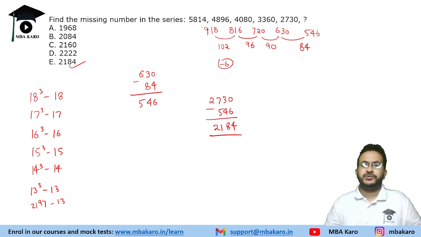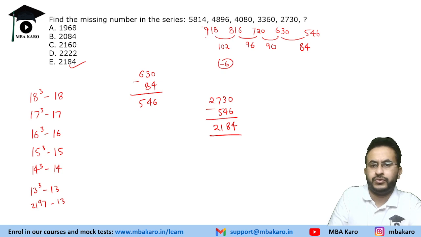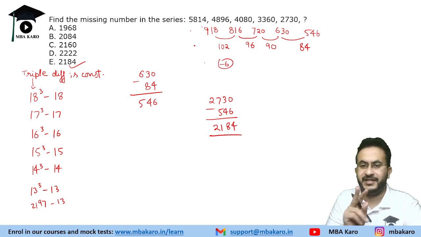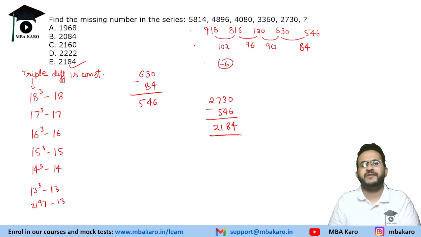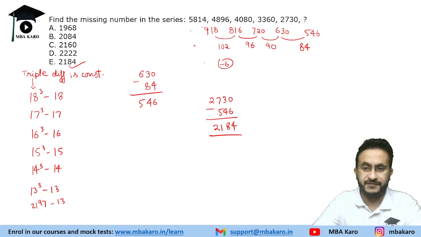So the best approach is to use these. I'll tell you how these methods work. So this is difference, this is double difference, triple difference. If the series involves cubes, in that case triple difference is constant. If some series involves squares, the double difference will be constant. So first find the difference, find double difference, find triple difference. Most of the series you will be able to solve accordingly, if it is not just a difference based series.